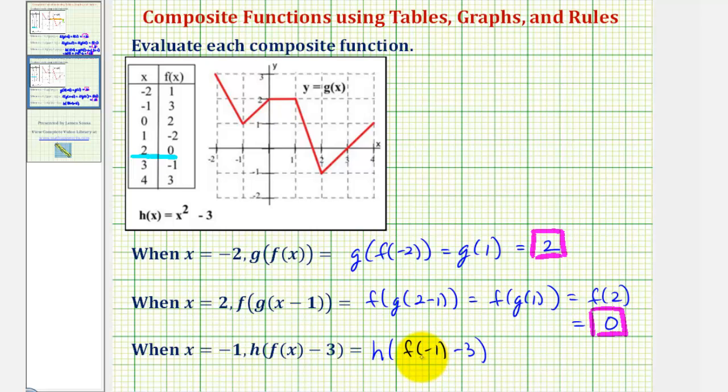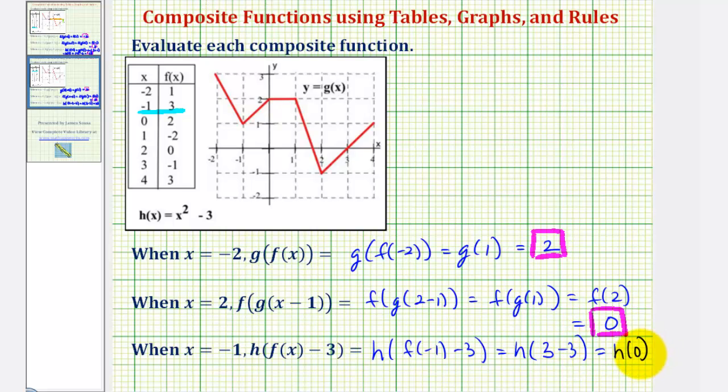So we'll begin by determining the function value f of -1 using our table of values for f. Here's where the x value or input is -1. And notice how the output or function value is +3. And since f of -1 equals +3, this would be h of the quantity 3 and then minus 3, which would be h of 0.